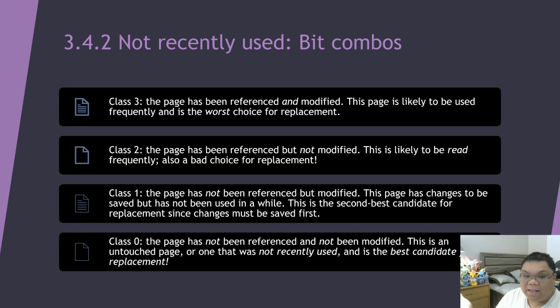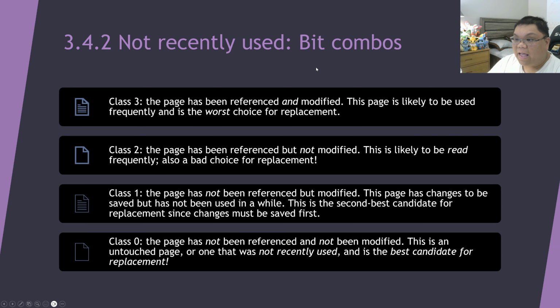So we classify pages based on bit combos where a class 3 page has been referenced and modified. This is a page that is likely to be used frequently, and it's the worst choice for a replacement. You only choose a class 3 page if there are no other pages to choose from. Class 2 pages are pages that have been referenced but not modified. These are pages that are likely to be read frequently, also a bad choice for a replacement.